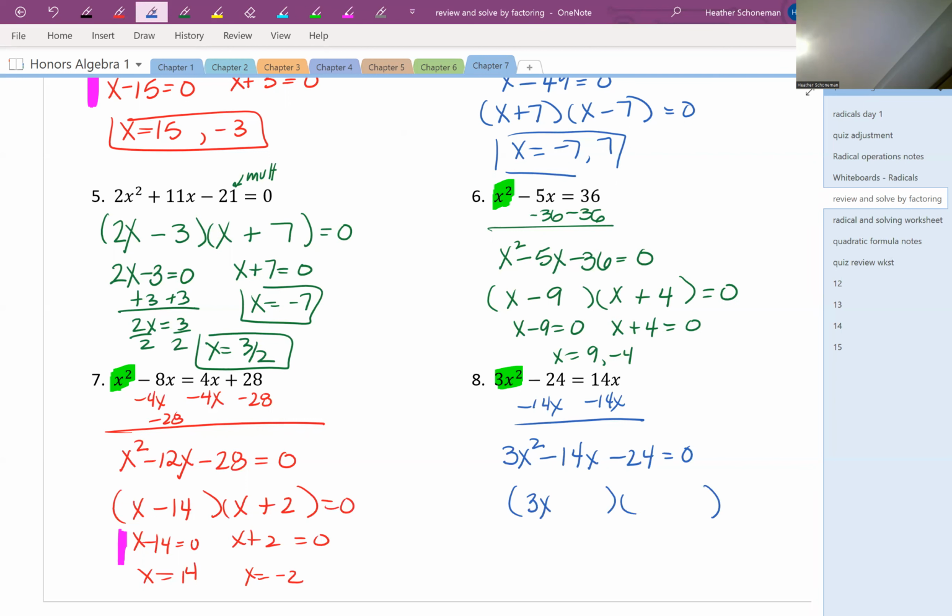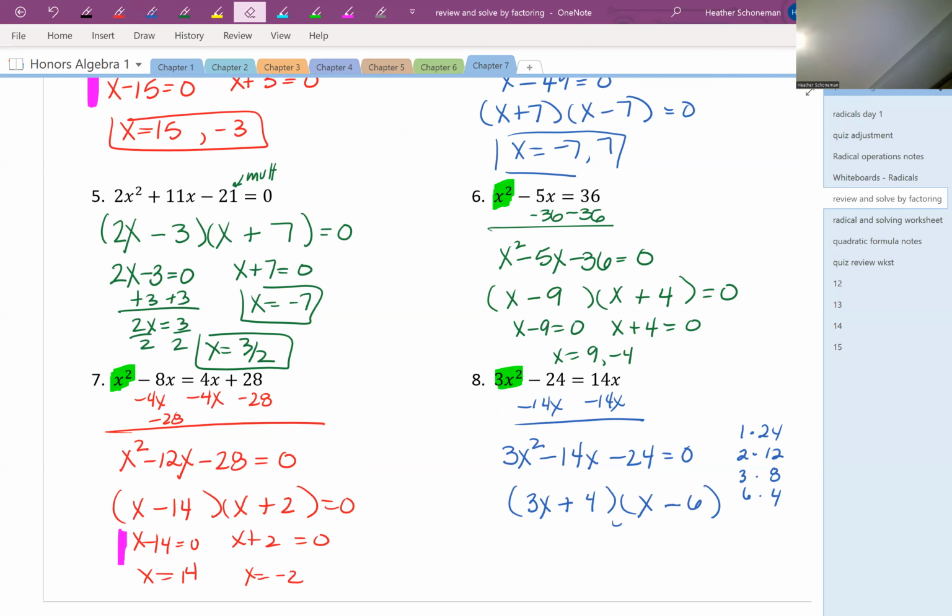I can't do x and x, so I'm going to do 3x and x. Things that multiply to 24. Well, I've got 1 and 24, 2 and 12, 3 and 8, 6 and 4. Okay, we got lots of options. Let's try 4 and 6. Where does this get us? That's going to give us 18x and 4x. Oh, would that work? Ooh, it would. Okay, I need the 18 to be negative, so 3 times 6 is what gave me the 18. So this is going to have to be negative 6, and this is going to have to be positive.